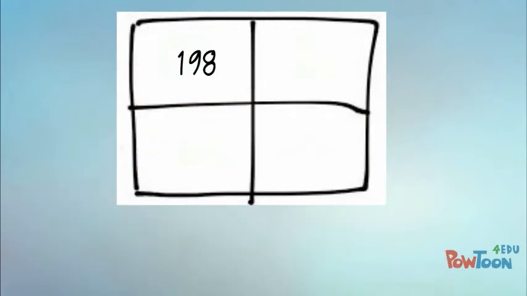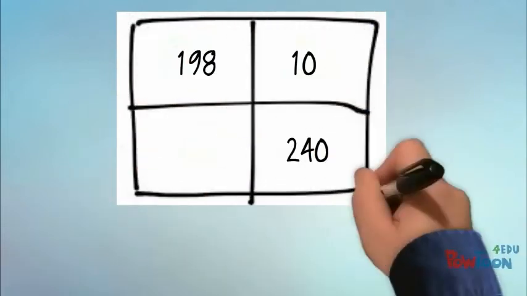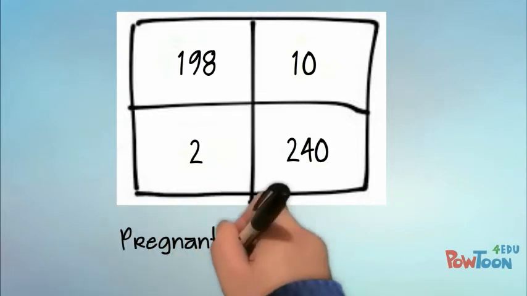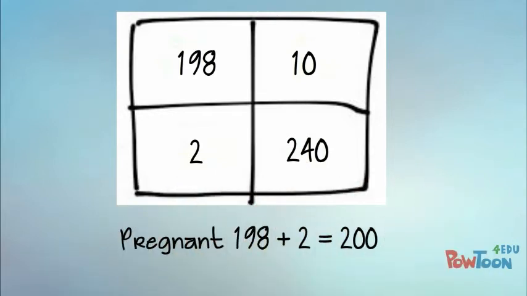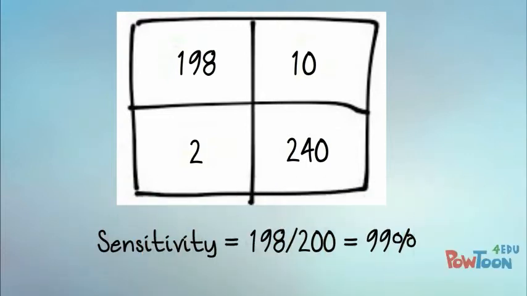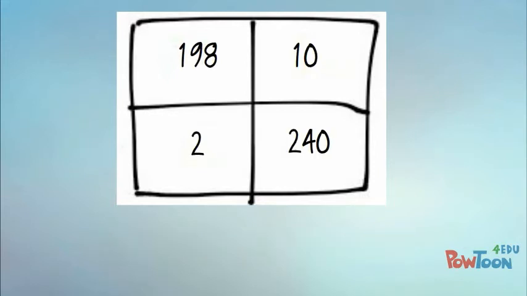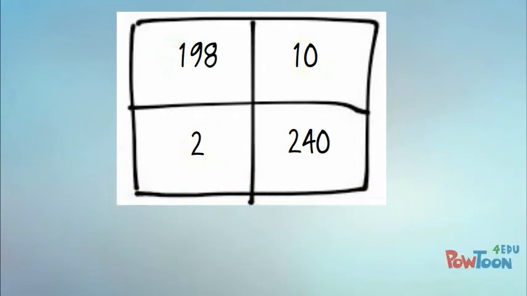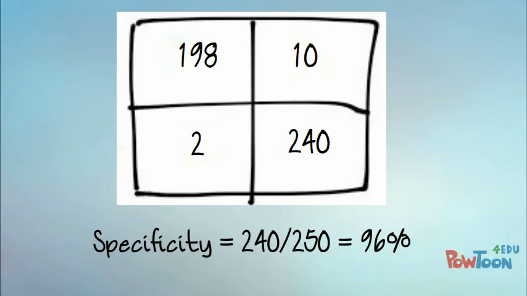Let's put some practice numbers into the 2x2 table to see how this pans out. You can see that 200 patients are pregnant, of whom 198 have a positive test, so sensitivity is 198 over 200, or 99%. Similarly, 250 patients are not pregnant, of whom 240 have a negative test, so specificity is 240 divided by 250, or 96%.